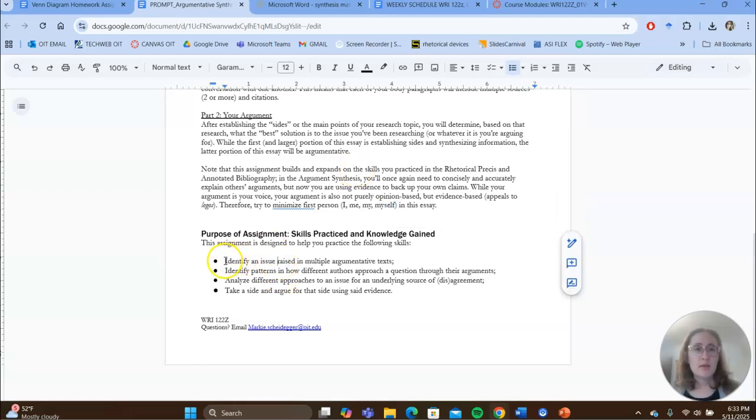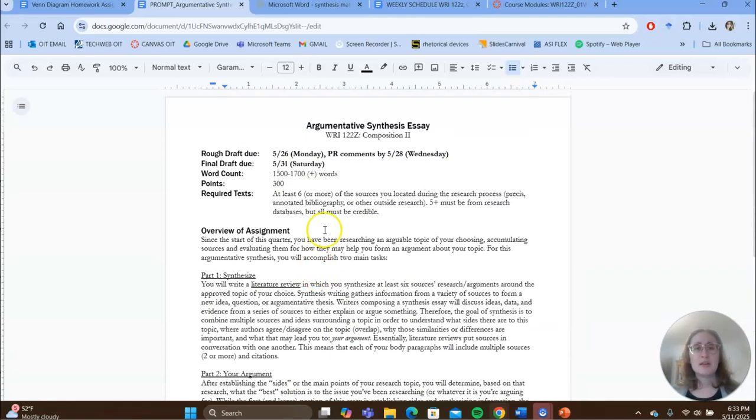And the purpose of our essay, we've been building up to this, is to identify that issue. You've done that. You're identifying patterns and how to approach the question and the topic. That's what we're working on this week. We're analyzing different approaches to that issue, and then you're taking a side. That's what that paper is all about, is you're choosing, here's the side that I'm taking. Based on research, this is the best solution to this problem that exists.